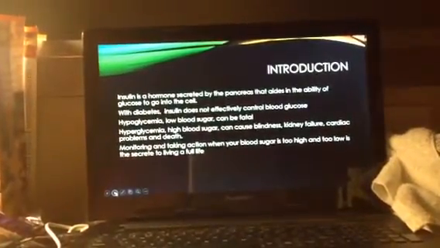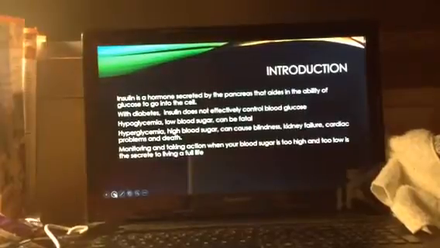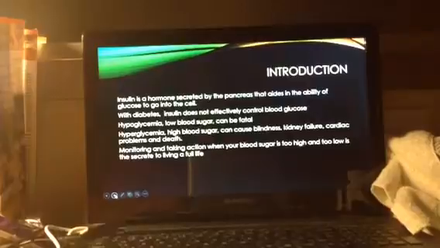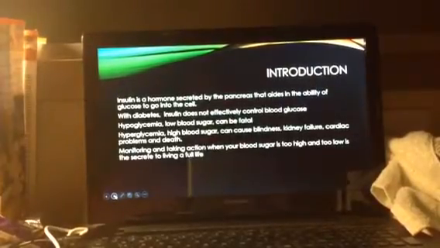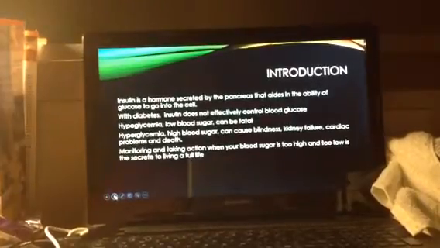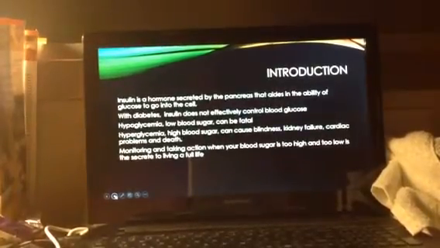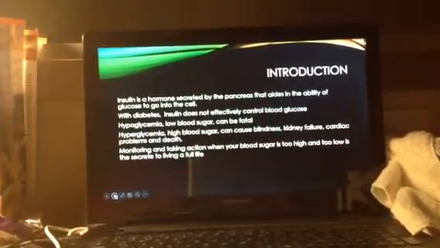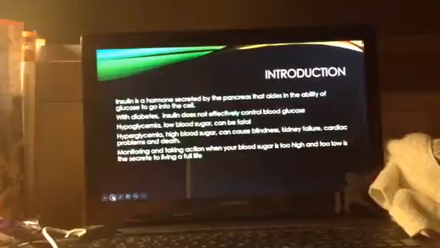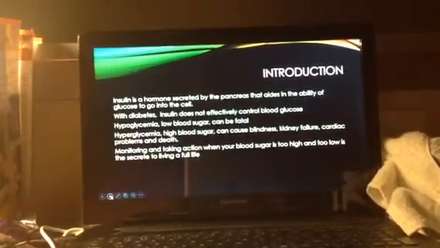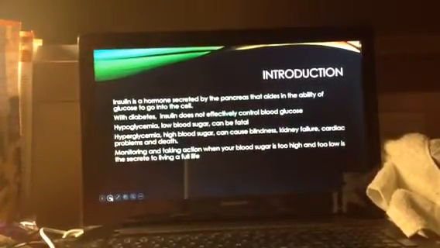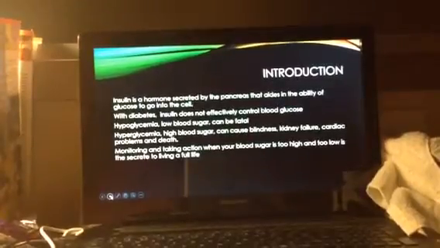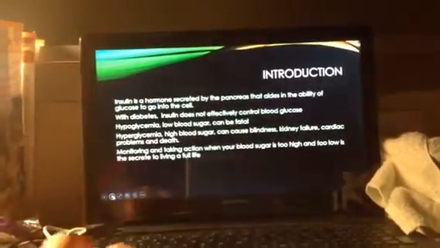Insulin is a hormone created by the pancreas that aids in the ability of the glucose to go into the cell. With diabetes, insulin does not effectively control blood glucose. Hypoglycemia, which is low blood sugar, can be fatal. Hyperglycemia, which is high blood sugar, can cause blindness, kidney failure, cardiac problems, and death. Monitoring and taking action when your blood sugar is too high or too low is the secret to leading a full life.